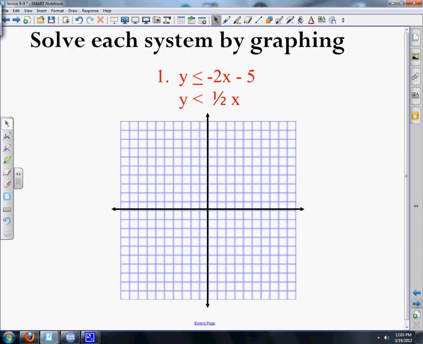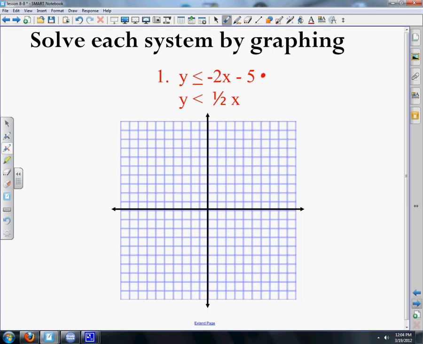Here's an example I want you to try on your own. You can pause the computer, and when you're ready you can start the video again, and then we'll go over the example.